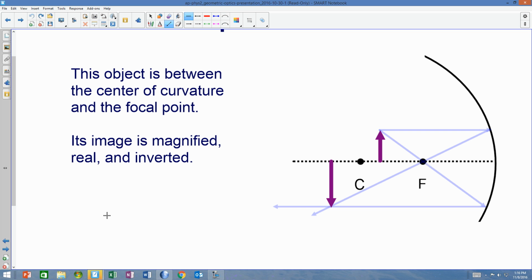When the object is in between the center of curvature and the focal point, your image is going to be magnified, real, and inverted. Here's the trick. Anytime your image formed is inverted, upside down, it's going to be real. So anytime you are beyond the focal point, anywhere out here, you're going to form a real image with a concave mirror.